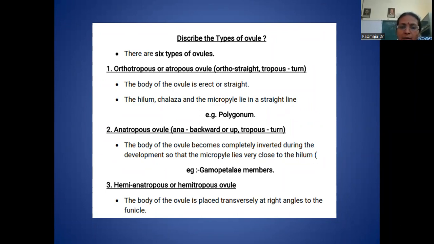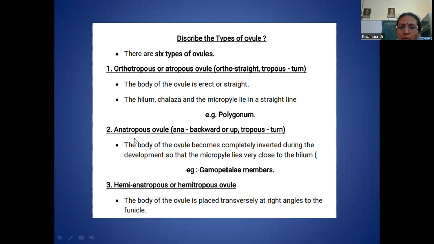What are the parts of the ovule? One is the funicle, and the hilum, chalaza, and the micropyle. These all remain in a straight line. That type of ovule is called the orthotropous ovule. Another is present in Polygonum. In Polygonum, the typical embryo sac was first studied.